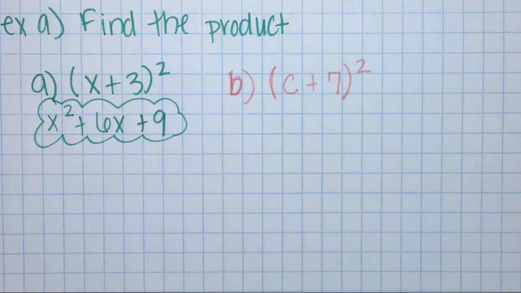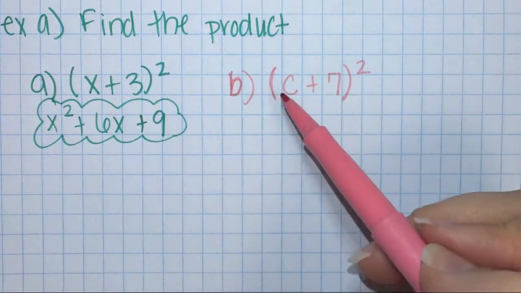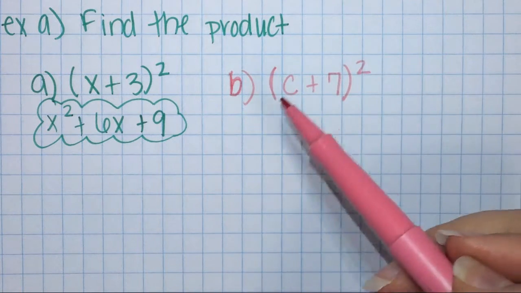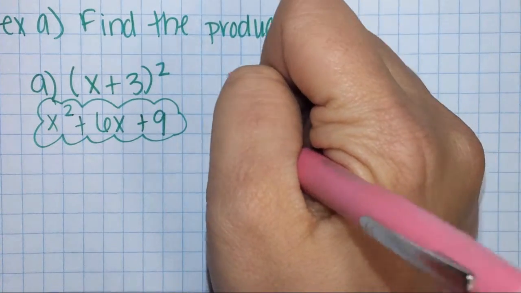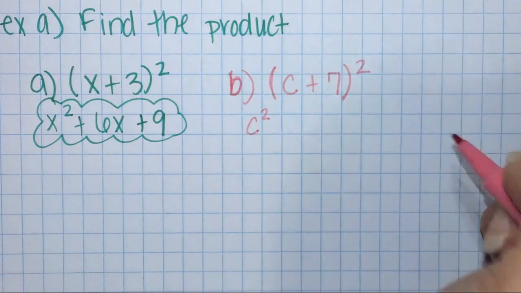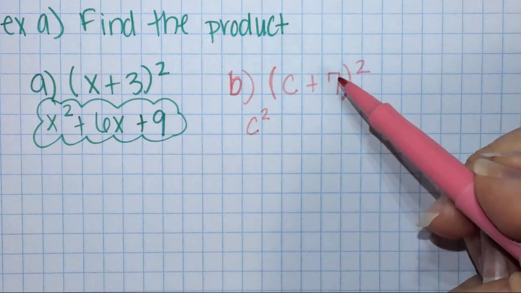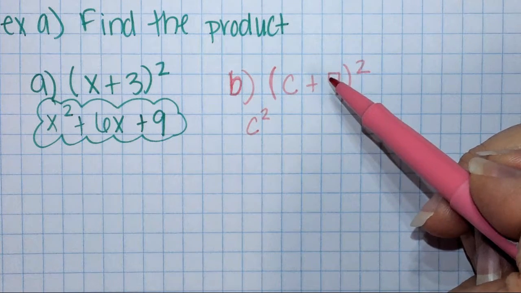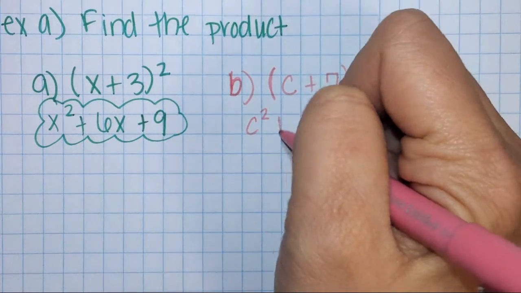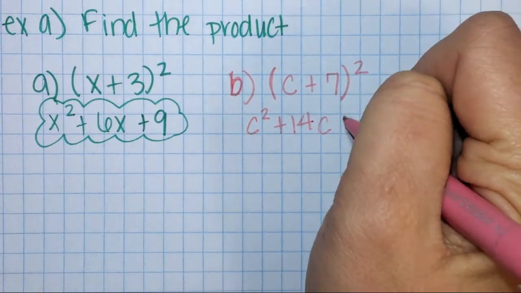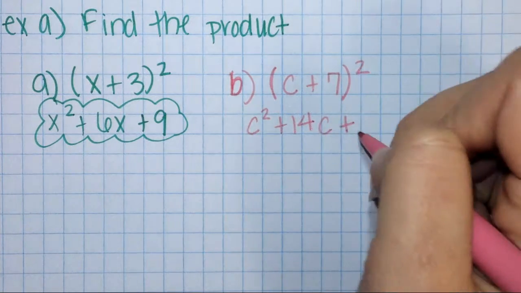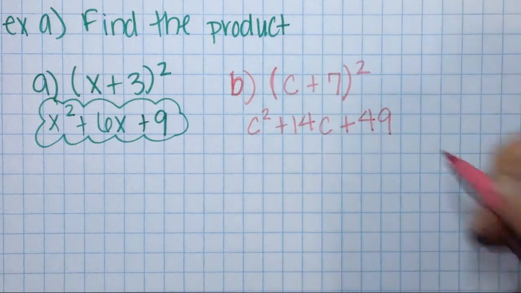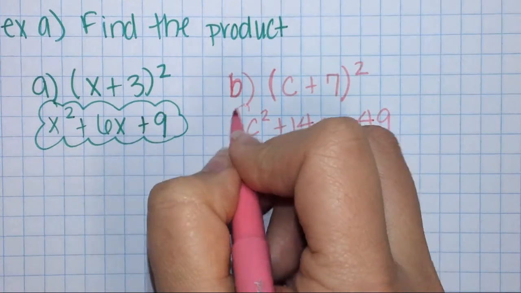Let's everybody write it down. All right, so the first thing we do is c squared. And when we square c, what do we get? C squared. It's magic. And then we do c times 7, which is 7c, times 2 is 14c. And 7 times 7 is 49.